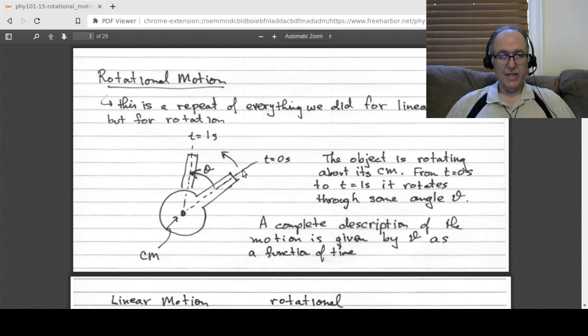I put this dashed line to indicate the middle of the handle, and there's the position of the middle of the handle at t equals 0. There it is at 1 second, and you say, how much did it turn? It turned through angle theta, like that. Now, just like we did at the beginning of the course, I want a complete kinematics. I want a complete mathematical description of this motion, and the answer is: tell me theta at all possible times, and I've given you a complete description of the motion. So that's what we're going to do. We're going to just redo the kinematics, and here it is.